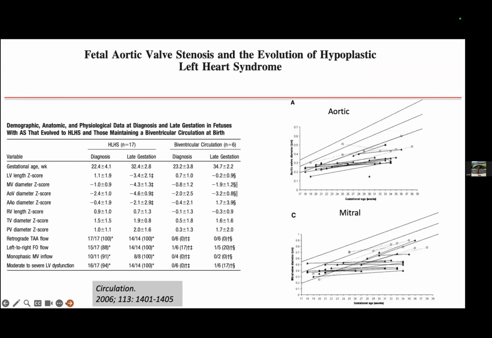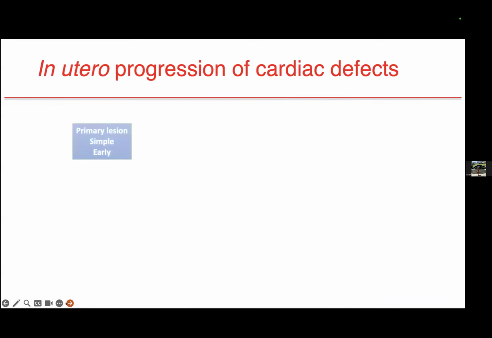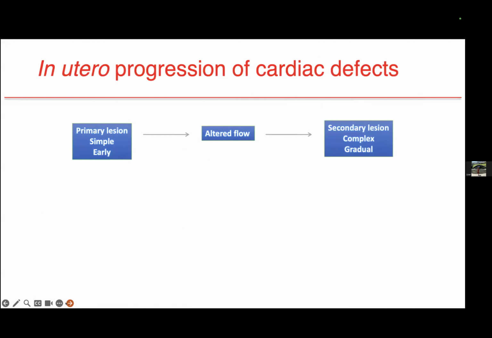And it has also been said that aortic valve growth and mitral valve growth get hampered because of the flow theory. So there is a primary insult of aortic stenosis, and because of that, there is a secondary insult in the development of the left ventricle, mitral valve, and aortic valve growth, and we can see this hemodynamically by retrograde flow and everything. So what we want to do in fetal life is this: a lesion which starts as a benign lesion, that is simple aortic stenosis, leads to altered flow and finally to a very complex lesion, that is hypoplastic left heart syndrome.